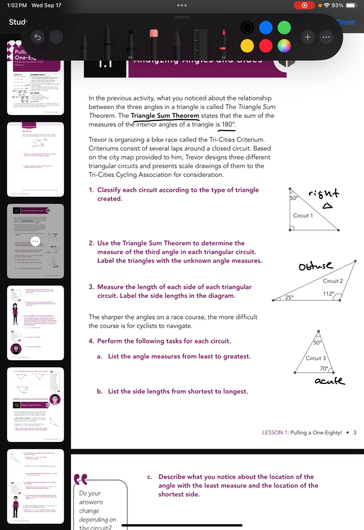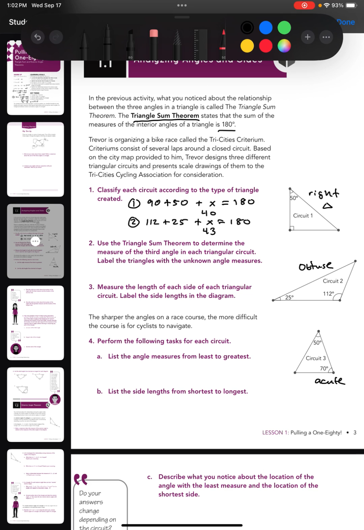So 2 says use triangle sum theorem to determine the measure of the third angle. So for instance, with circuit 1, we have 90 plus 50. And we need to add to that to get to 180. Well, if you solve that, you're going to discover that that third angle is 40 degrees. For the second one, we got angles of 112 and 25. So we got to find a third angle to add to that to be 180. And if we solve for x there, you're going to find that it is 43.